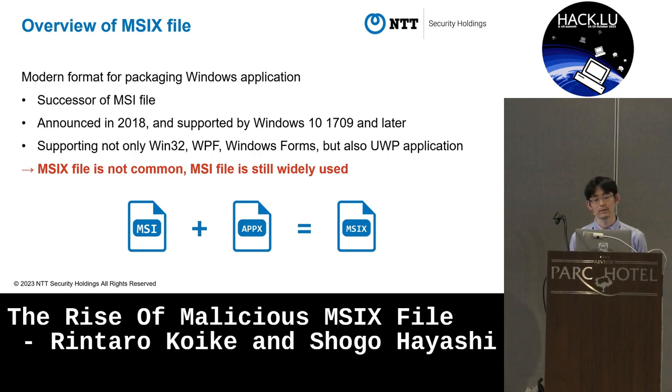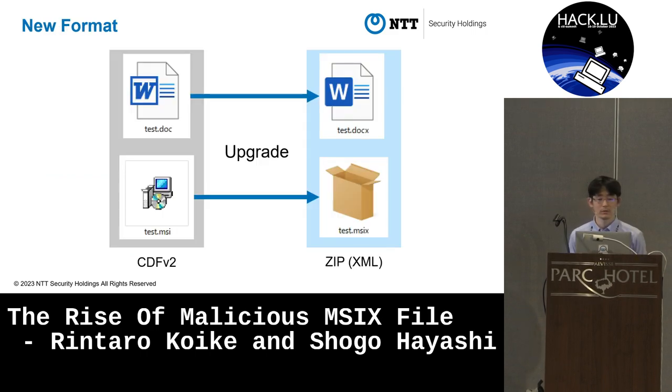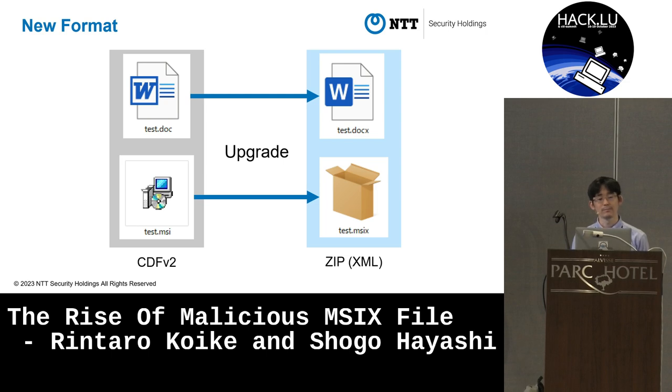First, let's take a look at the structure of the MSIX file. To simply understand the MSIX file, we will use the docx file as an example. In the past, Microsoft Office used extensions such as DOC, XLS, and PPT. You all know this, but since Microsoft Office 2007, these have been replaced by docx, XLSX, and PPTX. An X was added to the extension. What about the internal structure? Previously, DOC, XLS, and PPT files were in a file format called CDFV2. CDFV2 is Composite Document File Version 2. CDFV2 is a format that has been widely used for Windows files for a long time.